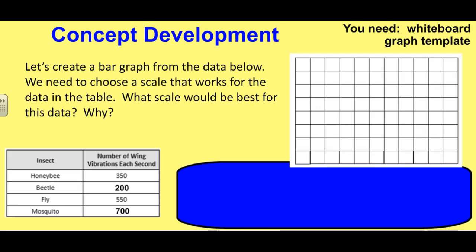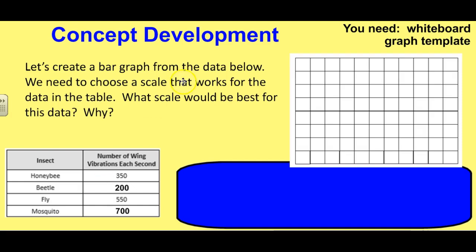Okay, so you have a template in your binder that looks like this. It's just some grid paper that we're going to use to make a graph. And we are going to create a bar graph from this data right here in this chart. You don't have this chart in your binder, so you're going to need to look at this one on the paper. But the first thing that we have to do when we're creating a bar graph that's completely blank is we need to figure out what kind of scale we're going to use.